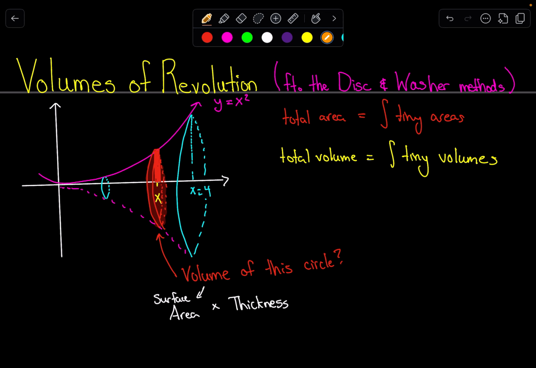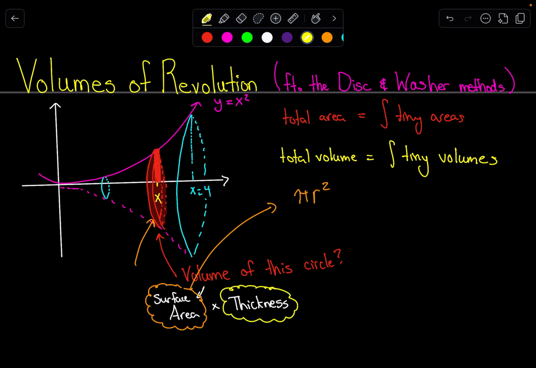So we're going to take this idea and run with it, in the sense that we're going to answer the question, what is the surface area of this circular shape? And last time I checked, the area of a circle is just pi r squared. So that's not too bad. And then what's the thickness of this disc, if you will? Well, the thickness is going to match the thickness of our tiny little rectangle that we drew. This tiny rectangle that I drew right here has a thickness of dx.